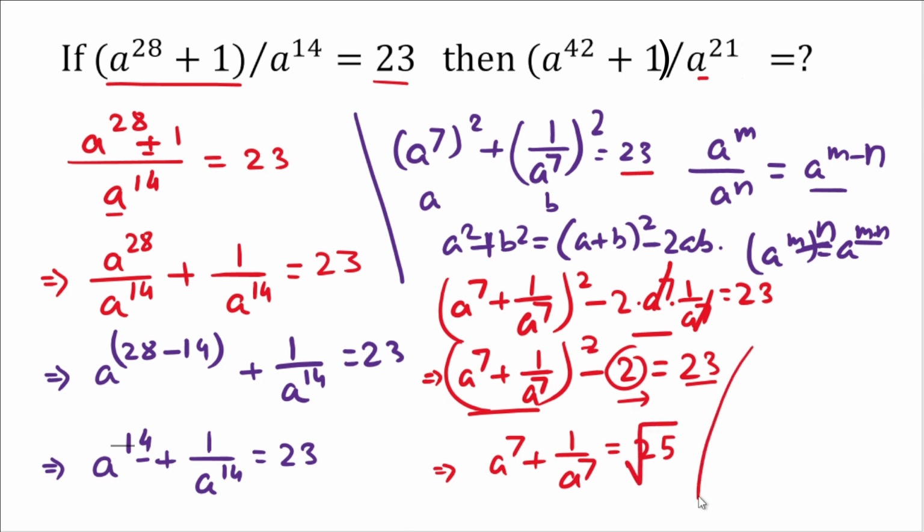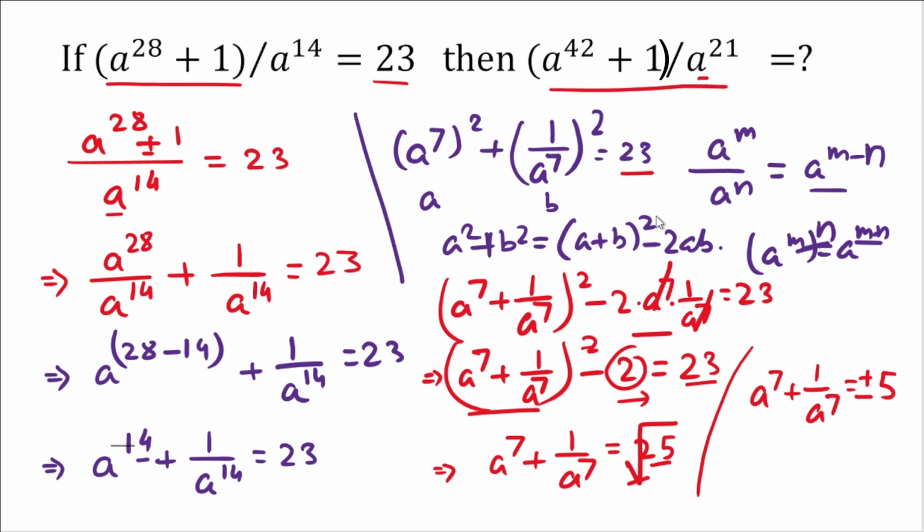So the value of the term a raised to the power 7 plus 1 over a raised to the power 7 will be, if we remove this square, plus minus square root of 25, which is 5. So the value of this term is 5. Now we'll solve this in the next page.